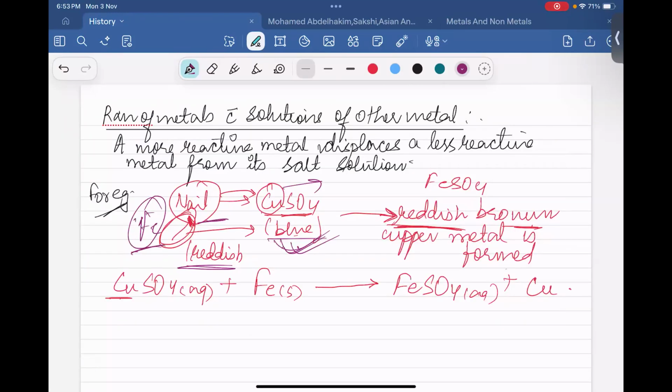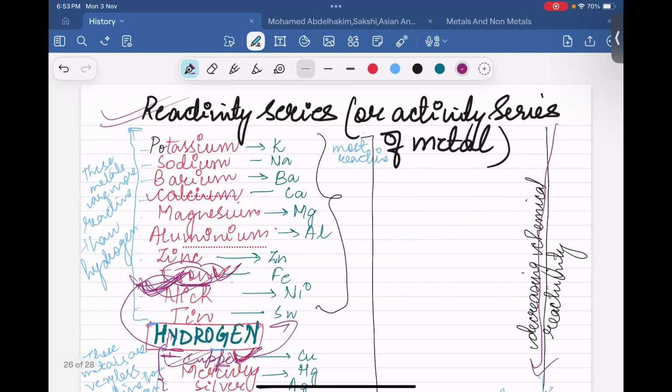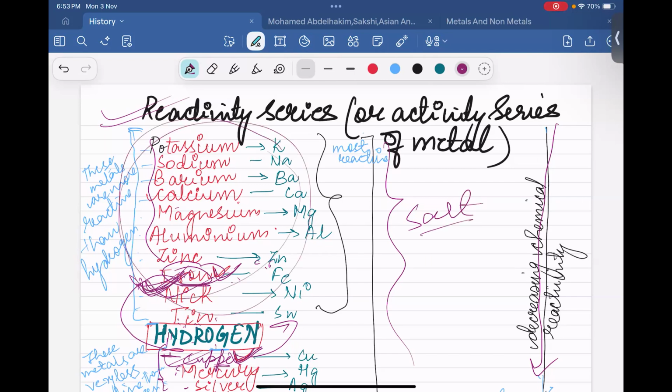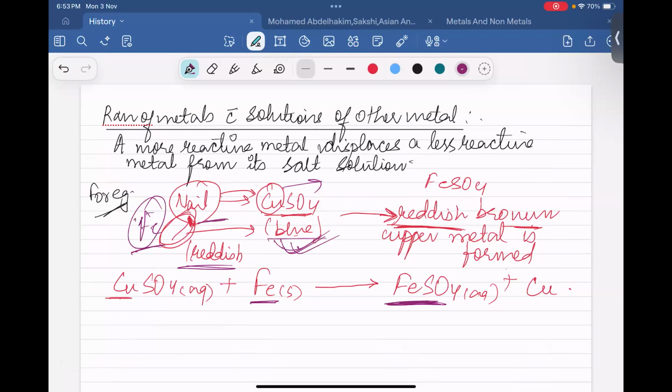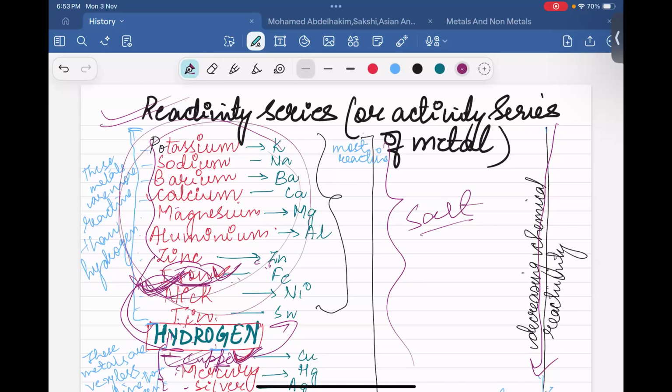In your exam, some metals above hydrogen and some metals below hydrogen will be given. Then you will check on the reactivity series whether that particular metal is coming above hydrogen or below hydrogen. If it is above hydrogen, it will react, and the salt formation will be due to the metals above hydrogen. You are seeing salt formation, FeSO4. Who is making it? Iron is making it, which is above hydrogen. Got it or not?